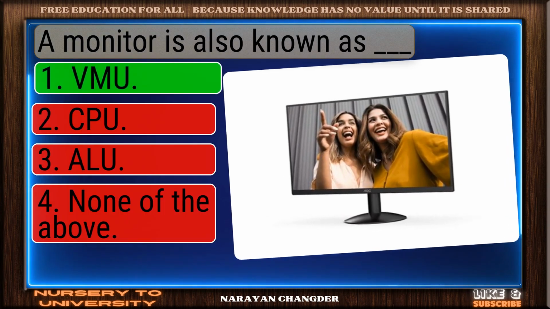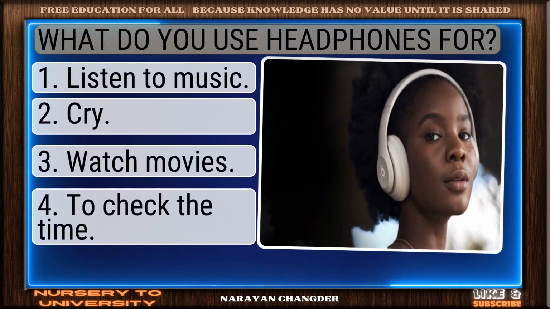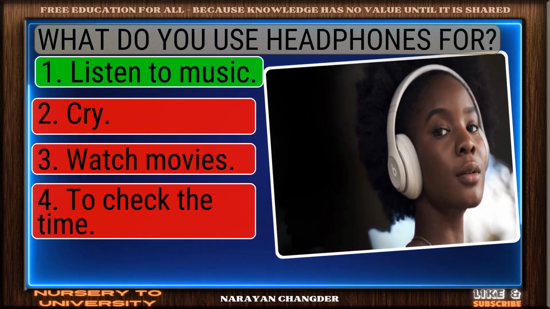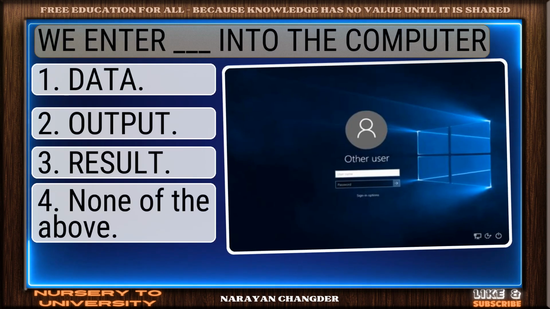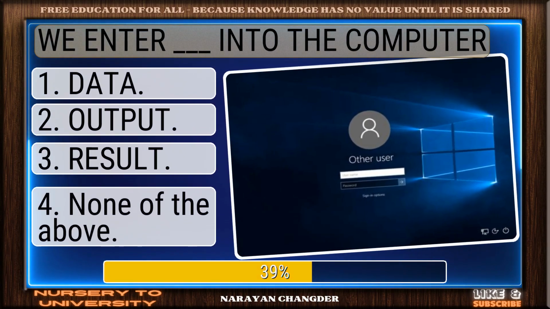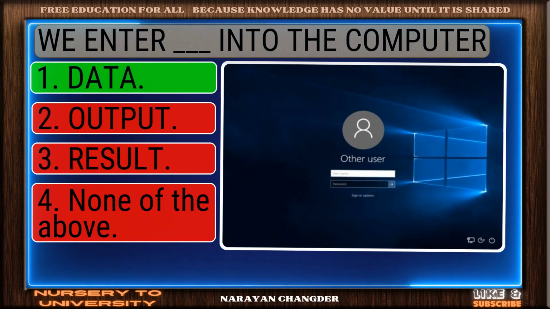Strong choice. The Moo is right. What do you use headphones for? Smart pick. Listen to music is correct. We enter dash into the computer. Clear logic. Data is sound.